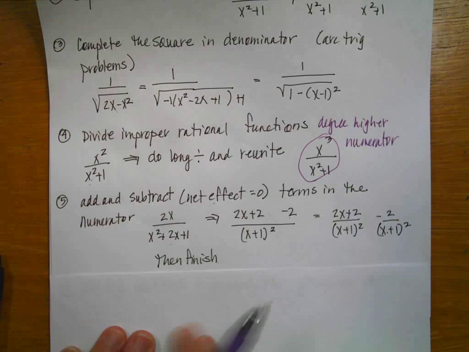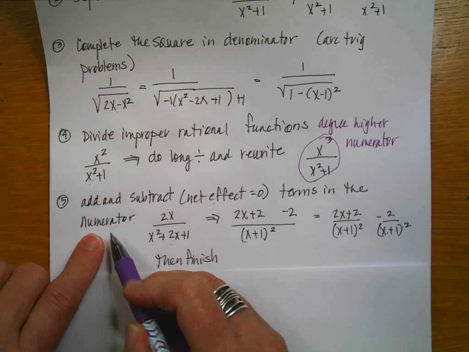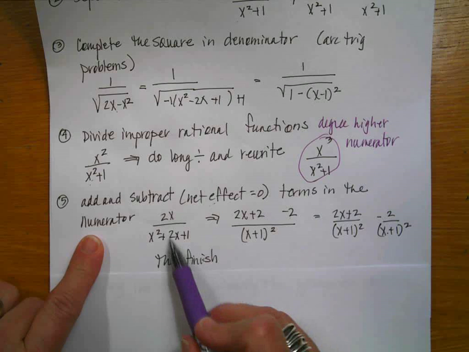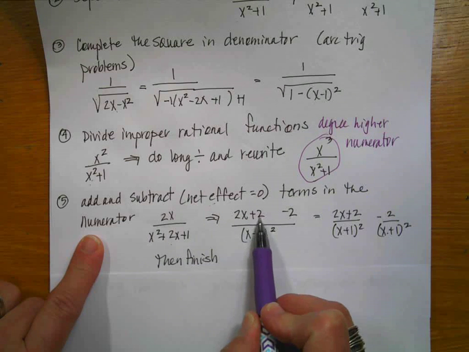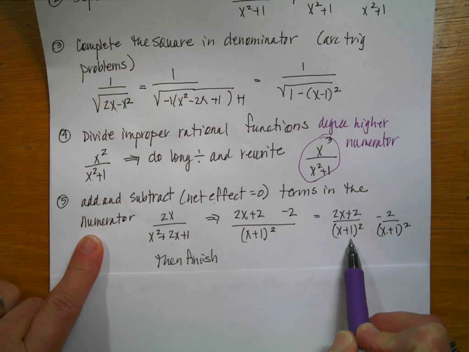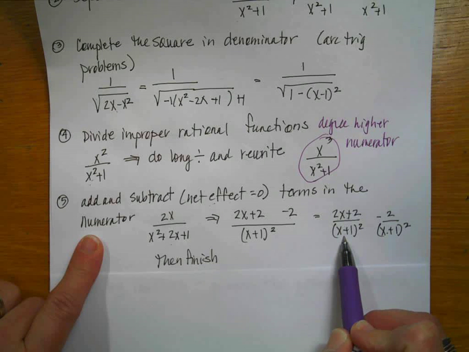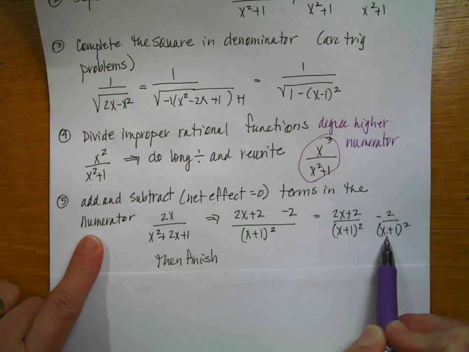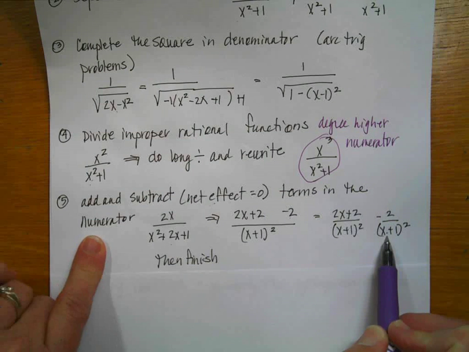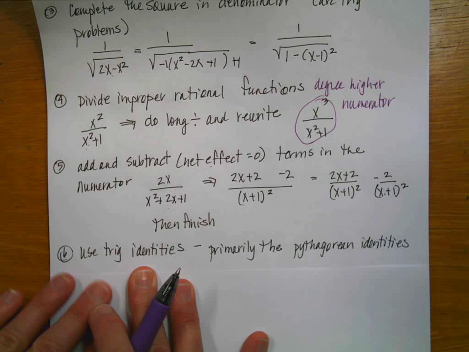The next method would be adding and subtracting so that the net effect is 0 terms in the numerator. This is the one that I tend to forget about. But let's say this was my thing that I'm going to integrate, and notice that I added a positive 2 and a negative 2. It then allows me to separate the function into 2 parts. I could factor this one. I could take out a 2, and then one of the x plus 1s is going to go away. I could do the same thing over here, and this one is simple u substitution. So it's another way of simplifying our problems that we're going to integrate.